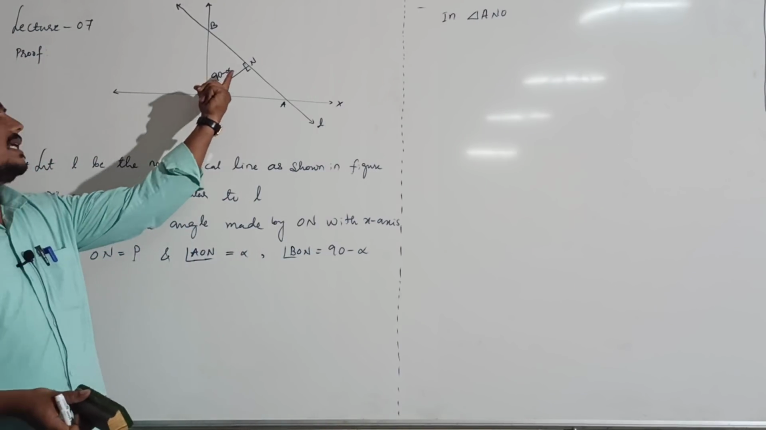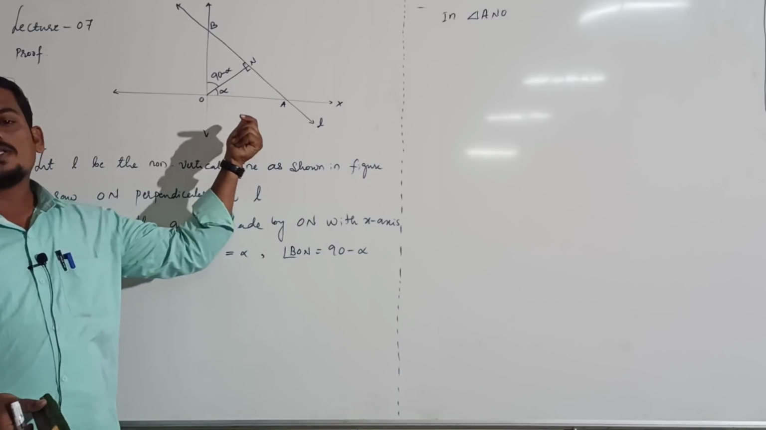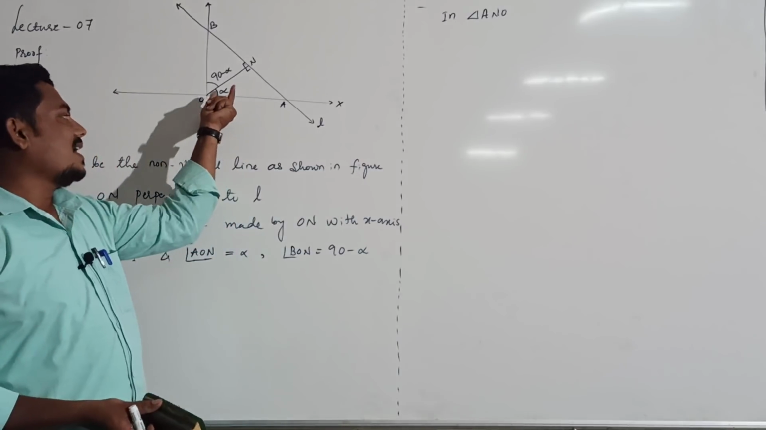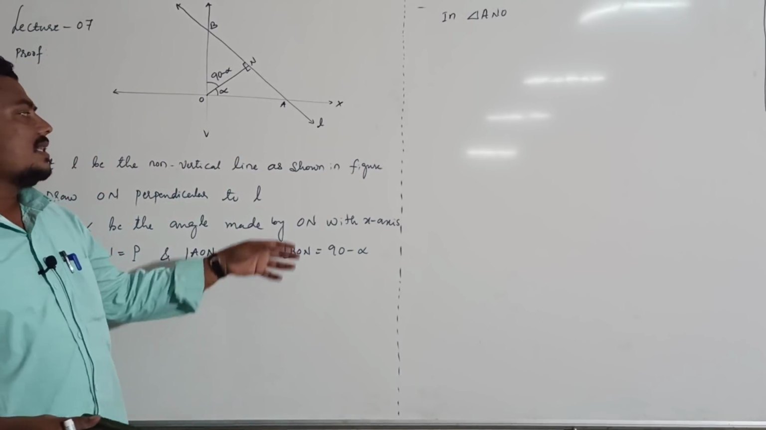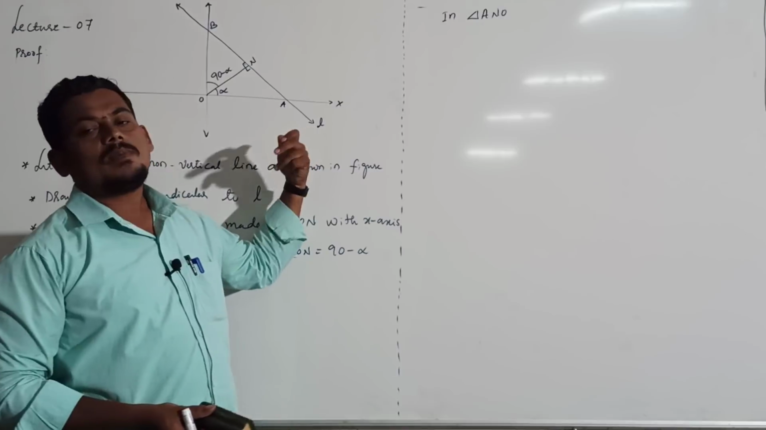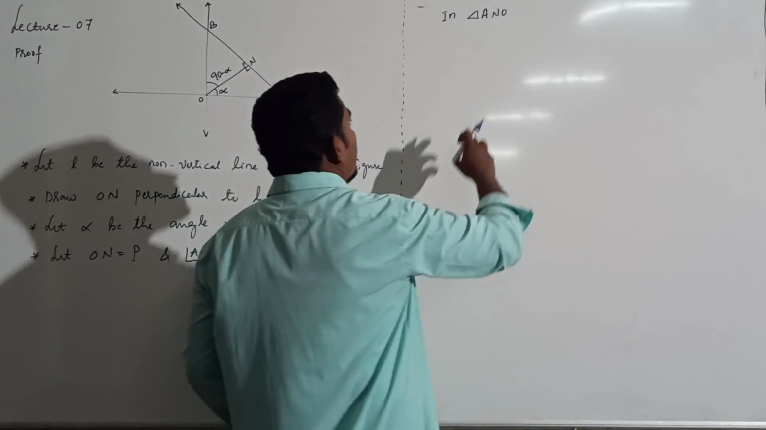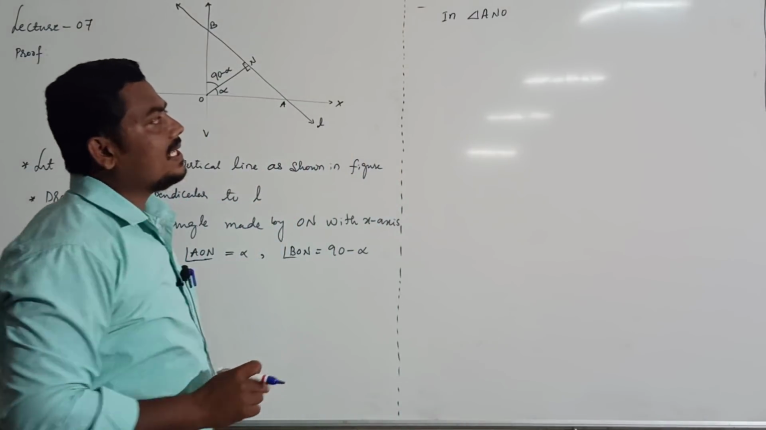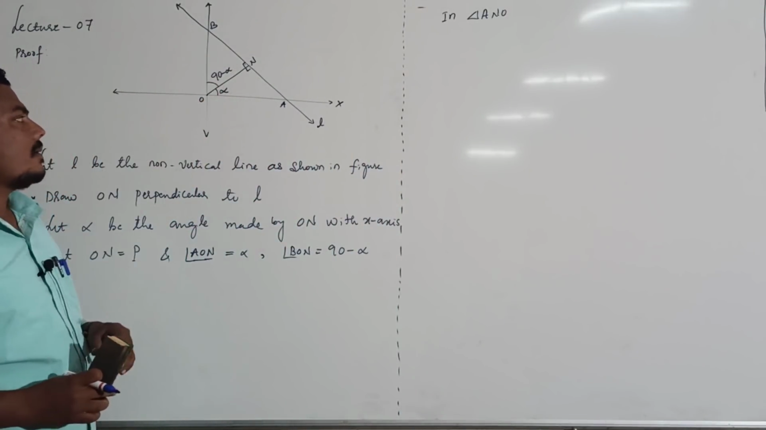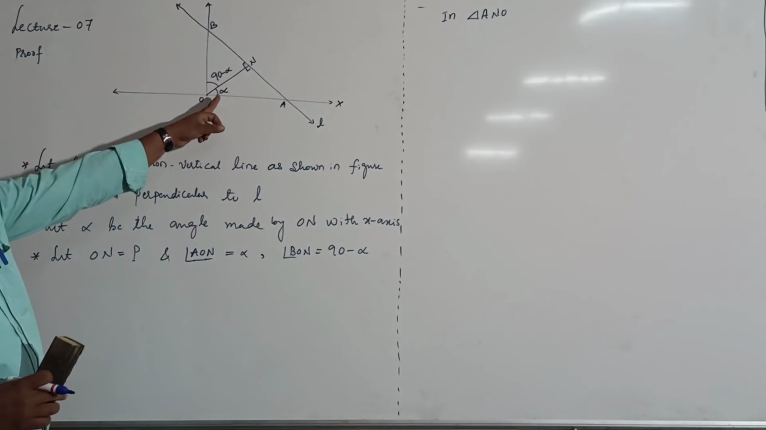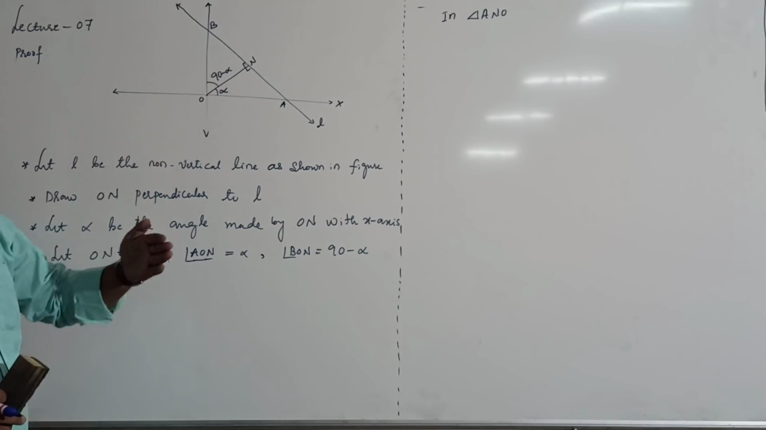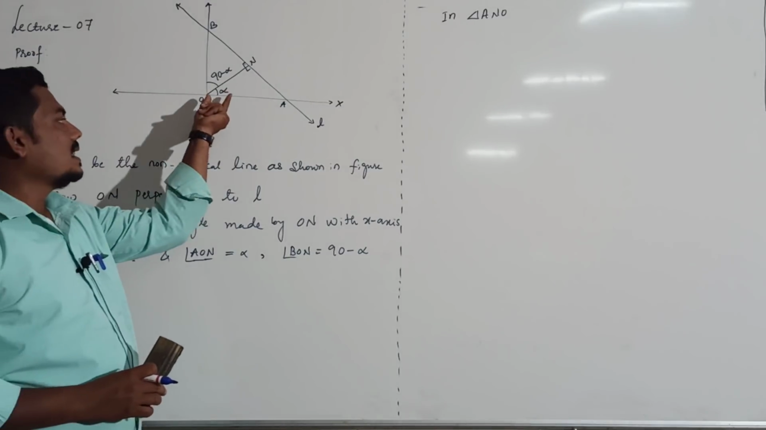They have given the distance between the line and the origin, and the angle made by that perpendicular with the x-axis. Then we are interested in finding the equation of line L, right? In triangle ANO, tell me what is the cos alpha value.